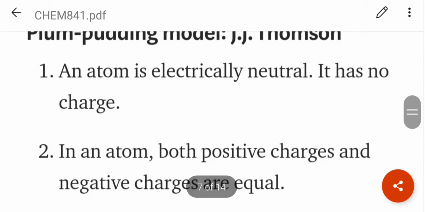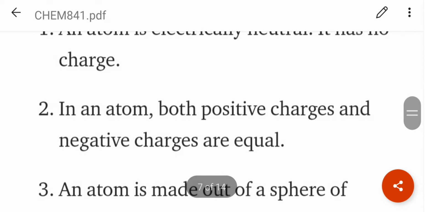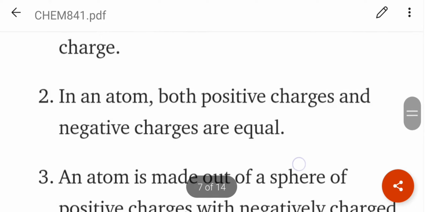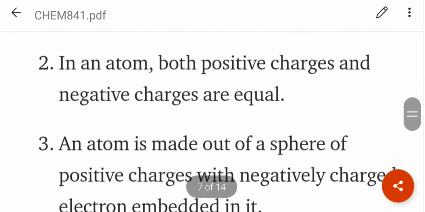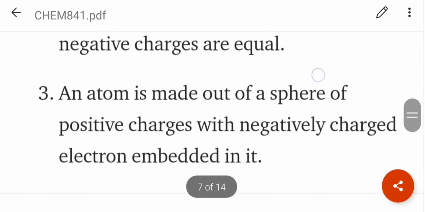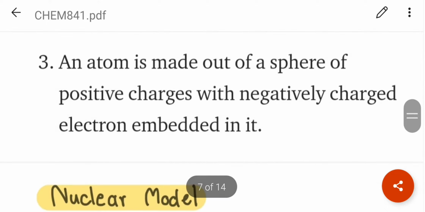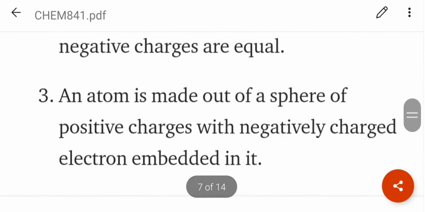So these are his assumptions. That is, an atom is electrically neutral. In an atom, both positive charges and negative charges are equal, and an atom is made out of a sphere of positive charges. That means a sphere of positive charge which is spread uniformly with negatively charged electrons embedded in it.